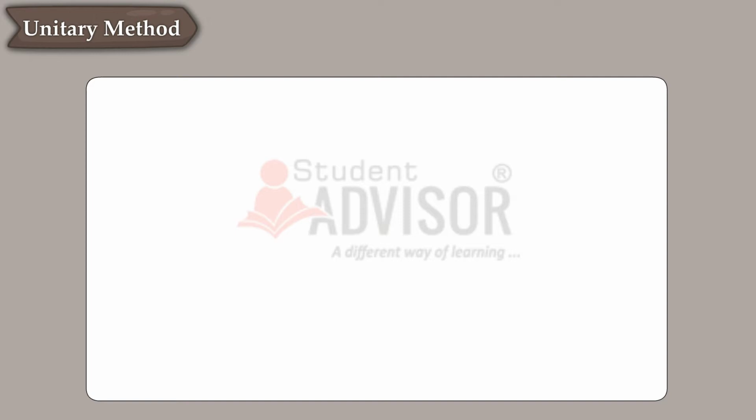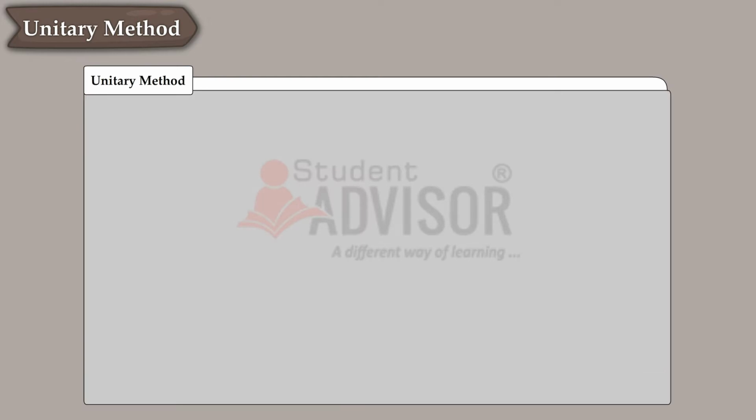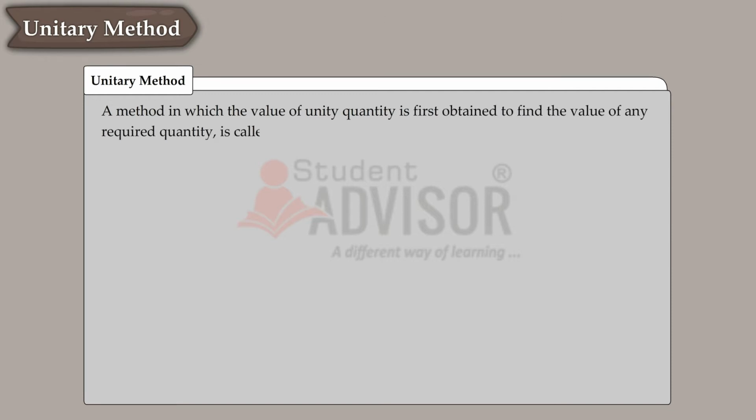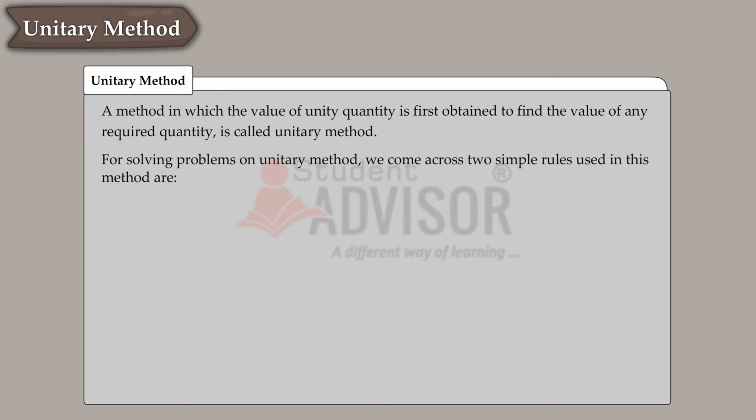Unitary method. A method in which the value of unity quantity is first obtained to find the value of any required quantity is called unitary method. For solving problems on unitary method, we come across two simple rules used in this method: to get more, we multiply, and to get less, we divide.